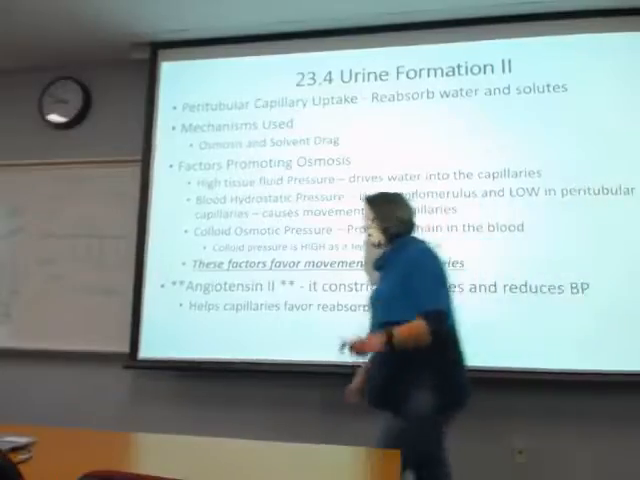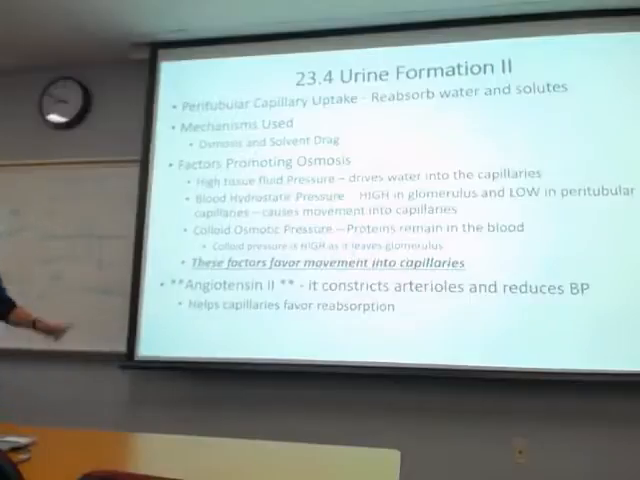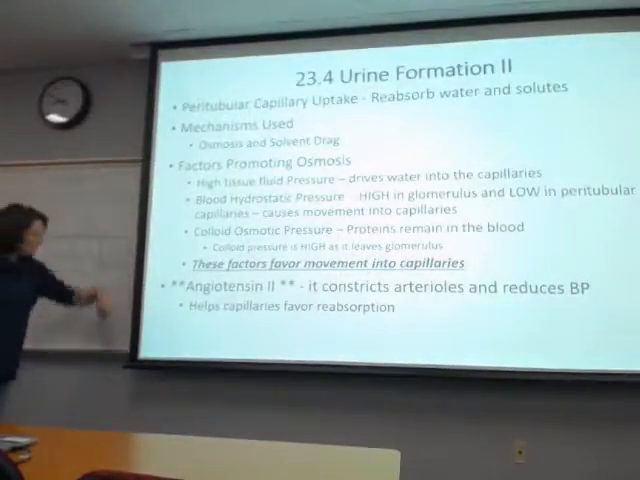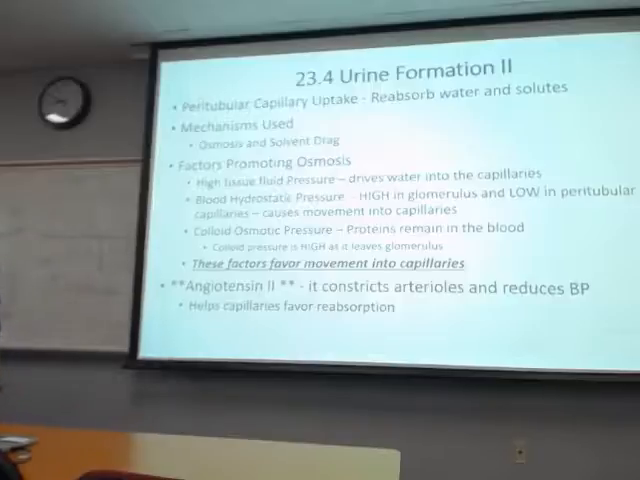We don't want it continuing through the rest of this nephron into the collecting duct and into the bladder, because then we're going to have a high amount of urine being produced, and we don't want that. The normal production is about 1 to 2 liters.